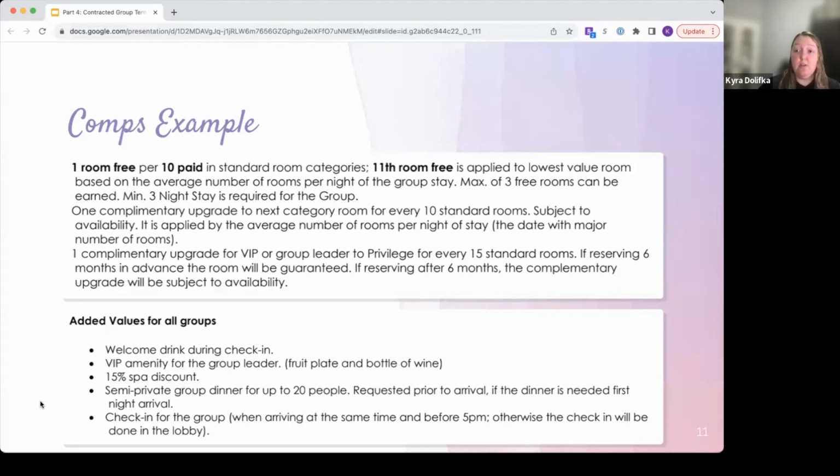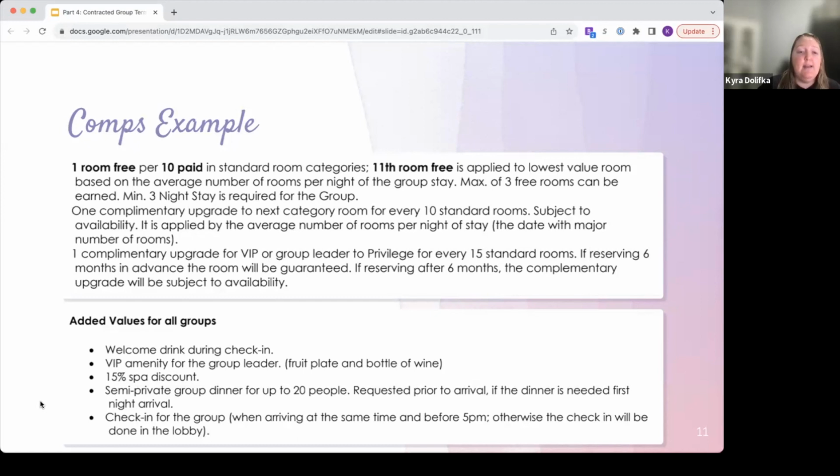It can be used by you, the travel agent, if you want to travel with the group to help them out. This is something you can use to help yourself go. This is also something that can help someone go who maybe can't afford to go. Now we have a complimentary upgrade to the next category for every 10 standard rooms. So if you have 10 rooms booked, you're going to get one complimentary upgrade to the next room category for one of those rooms. This is subject to availability, okay?